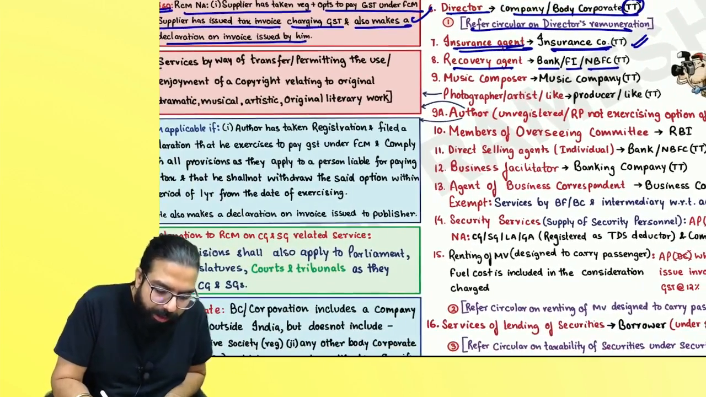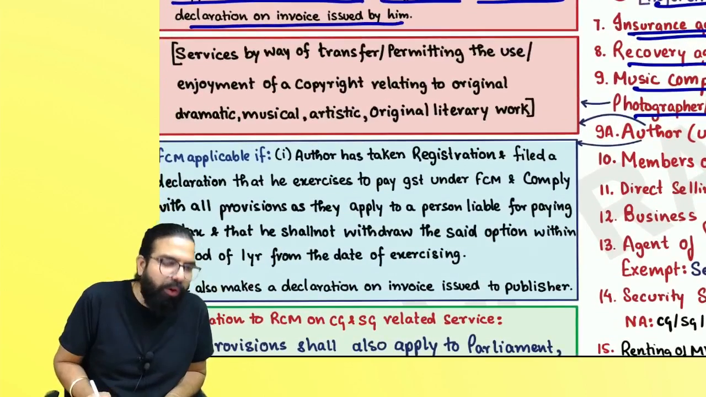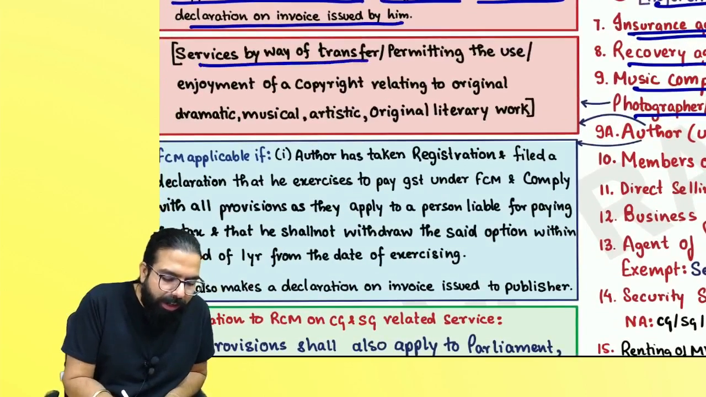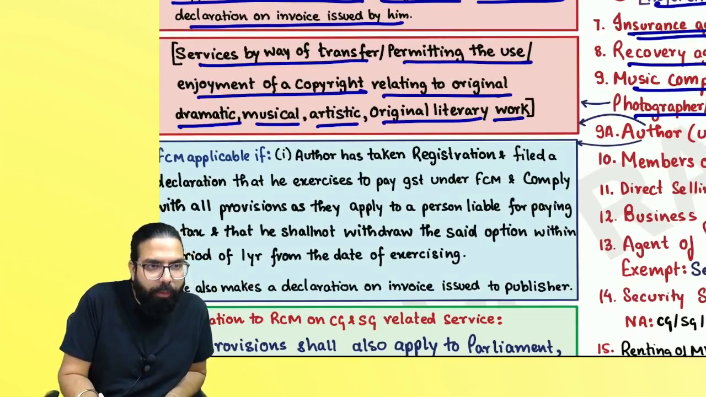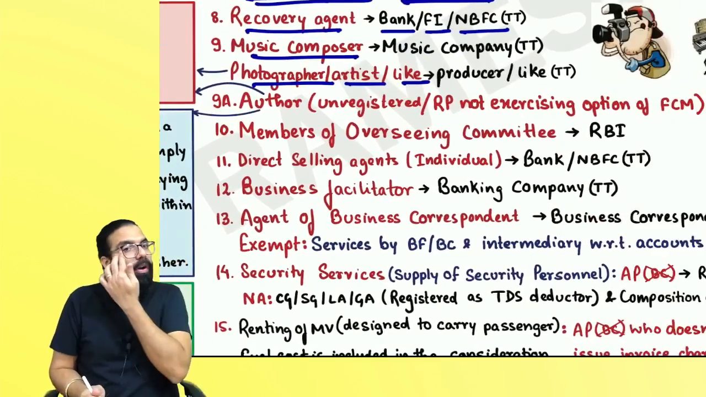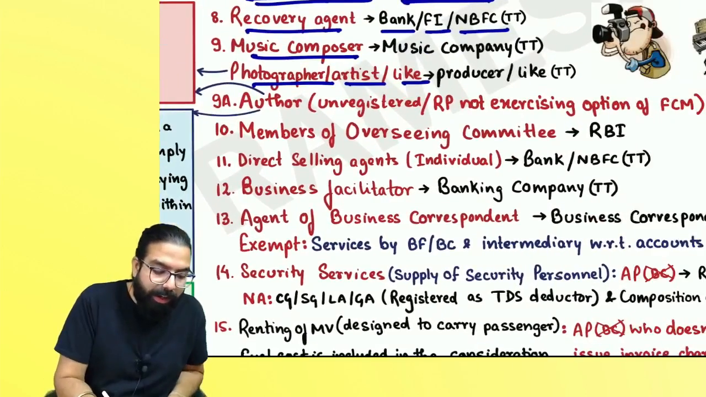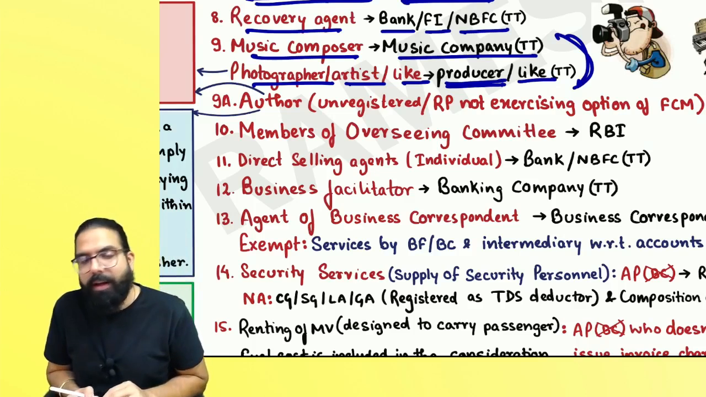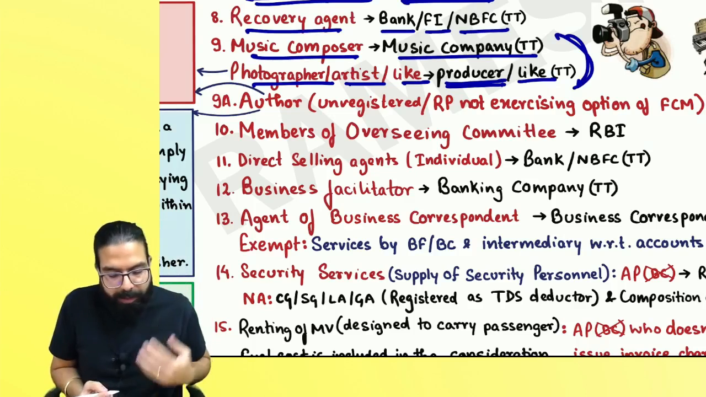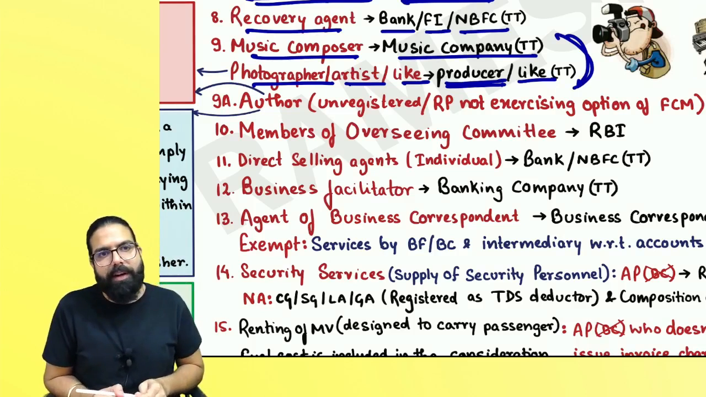The next one over here is music composer, photographer, artist or like. What does the music composer, photographer, artist or like do? They transfer or permit the use or enjoyment of copyright relating to original dramatic, musical, artistic or literary work. So always remember one thing, if a photographer, artist or like gives services to a producer or music company or like, then in that scenario the music company, producer, or like will have to pay the GST under RCM.